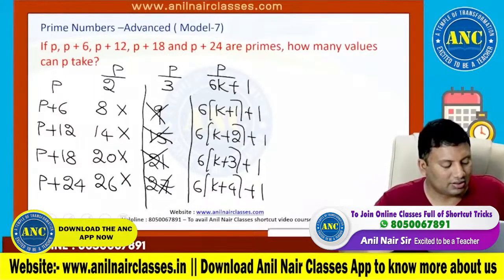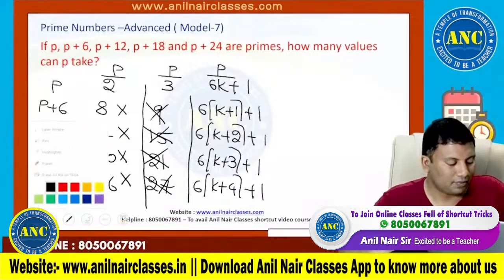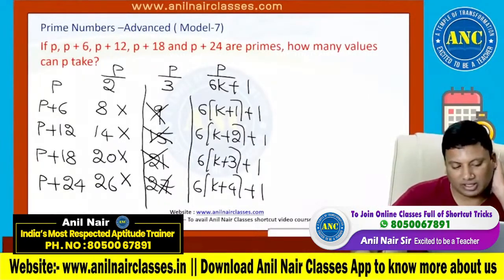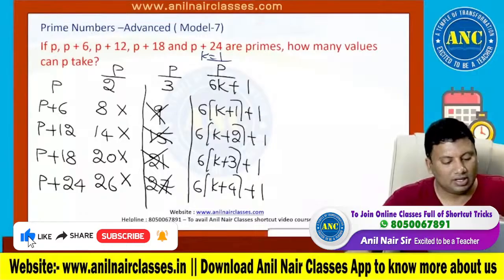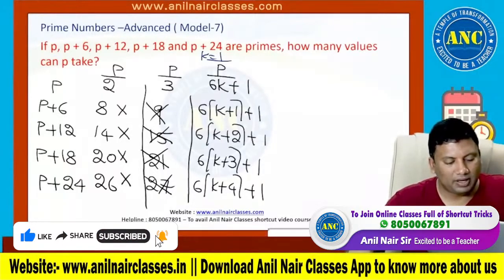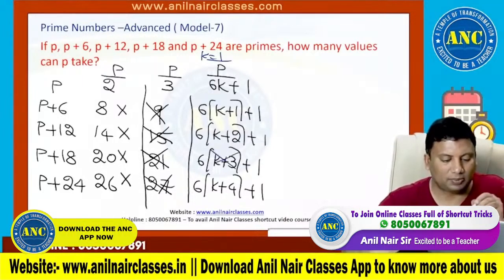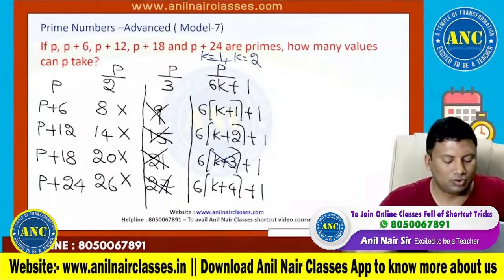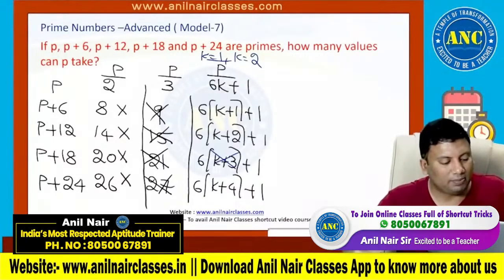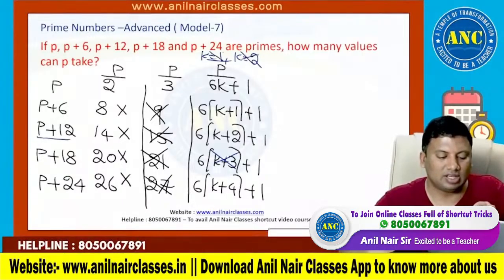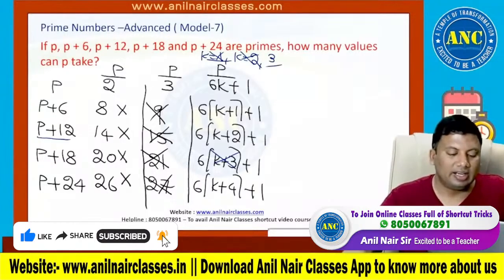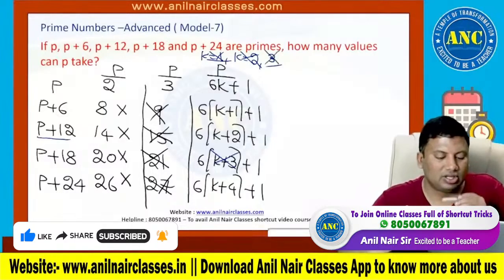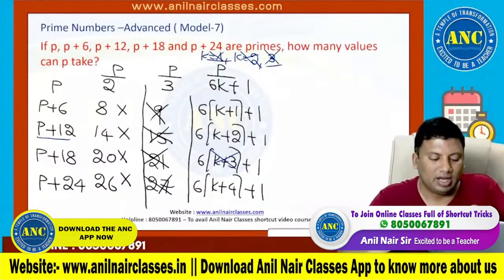Now see here, listen carefully. 6k plus 1. Suppose I put k equal to 1, then P becomes 7. 7 plus 18 is 25. This case is not possible. If I put k equal to 2, 12 plus 1 is 13, and 13 plus 12 is 25, not possible. If I put k equal to 3, 6 into 3 is 18, 18 plus 1 is 19, 19 plus 6 is 25. Not possible.